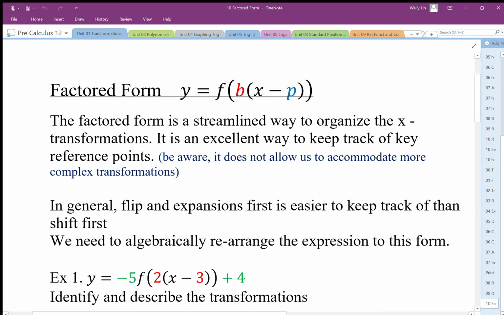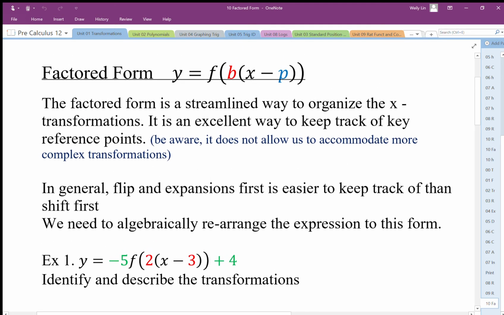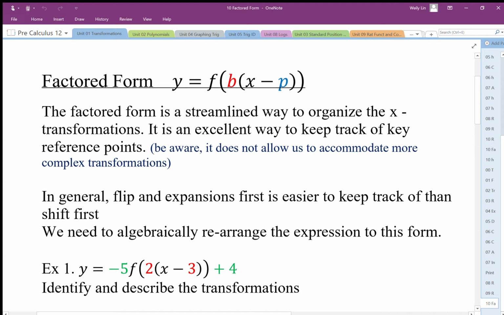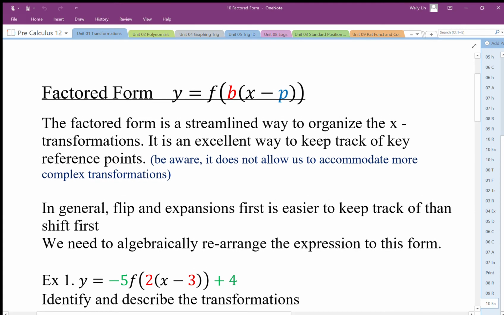But if we can, and in the next units, we want to be able to use factored form. So factored form is important, but we cannot rely on just using the factored form. But it is an excellent way to do it. When we do factored form, it always is flip and expansion first, shift last. And the reason why factored form is really good to use is because when we shift last, this P then gives us a good indication where the critical points, or the vertices, are going to be.